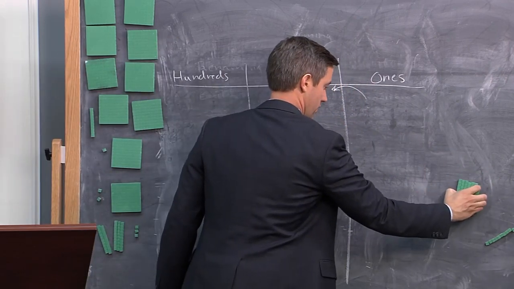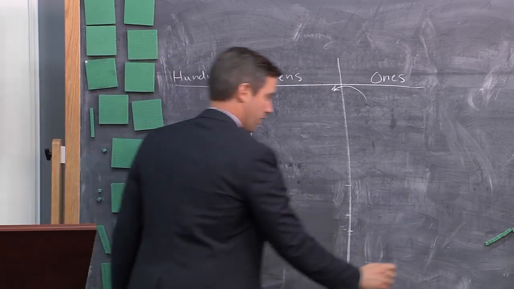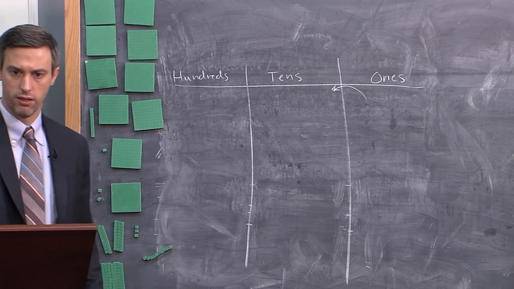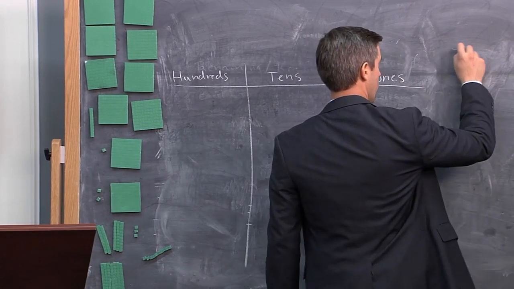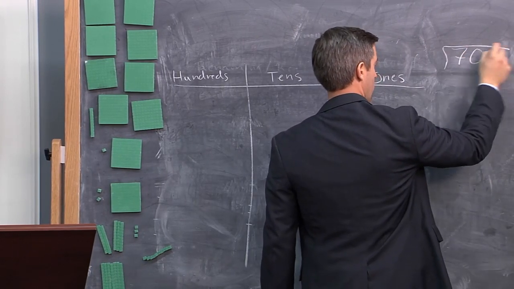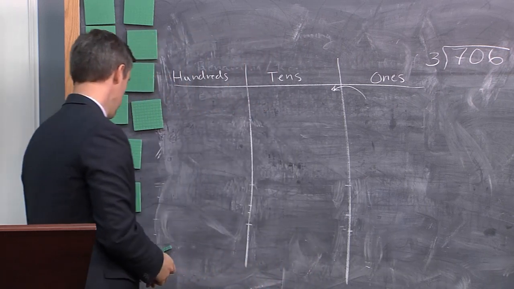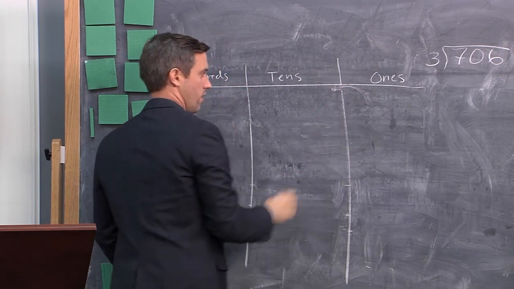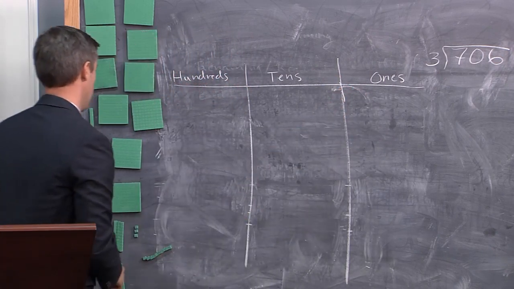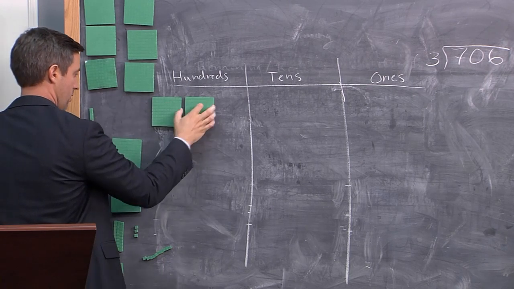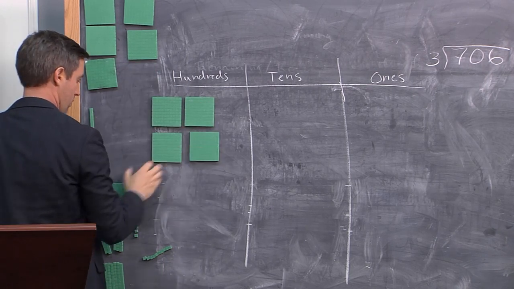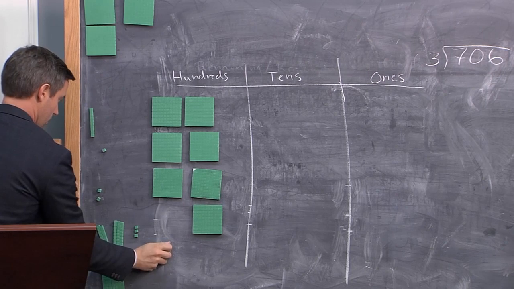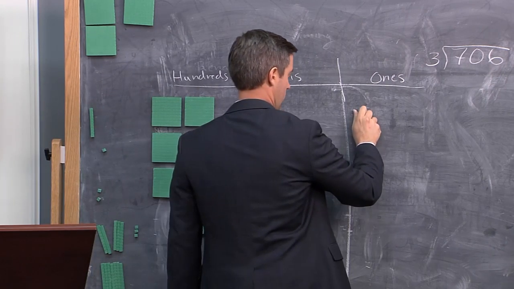For the division, let's go ahead and do 706 divided by 3. So you're going to start by asking them to build it. 706. So that's 7 hundreds and 6 ones. Oops.